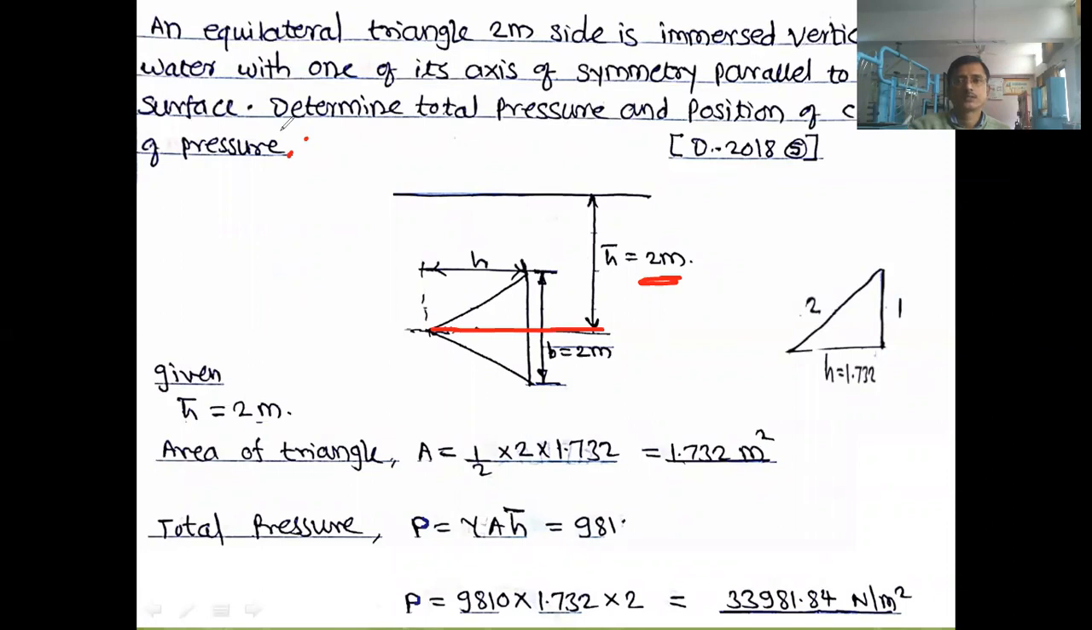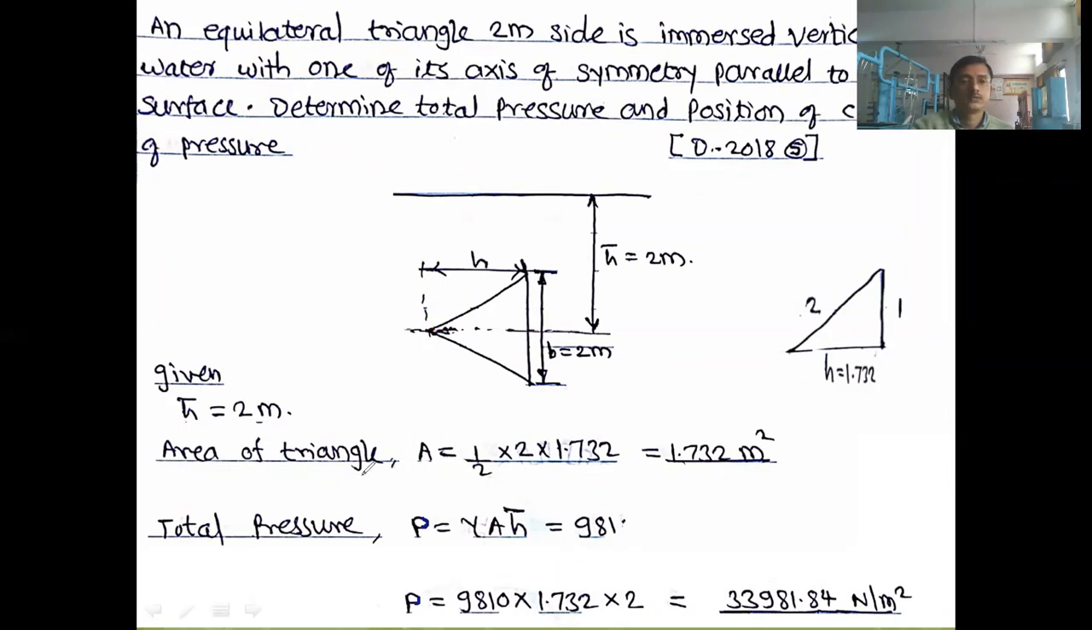2 meter sides immersed vertically in water, one of its sides parallel to the surface, and at 2 meter from the free liquid surface. So this distance we know. And the center of gravity will be here, means h bar will be equal to 2 meter. h bar we know now.